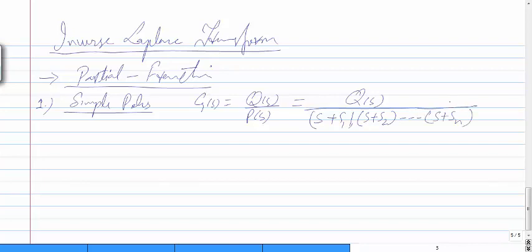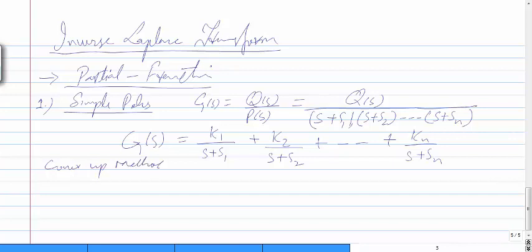In that case, you can write G of s as k1 divided by s plus s1, plus k2 divided by s plus s2, and so on, plus kn divided by s plus sn. This is the way you easily do it. Now the thing is to find the k values. There are different ways, cover up method or comparing coefficients, that you can use. So let's do the cover up method quickly, to see how we apply this.